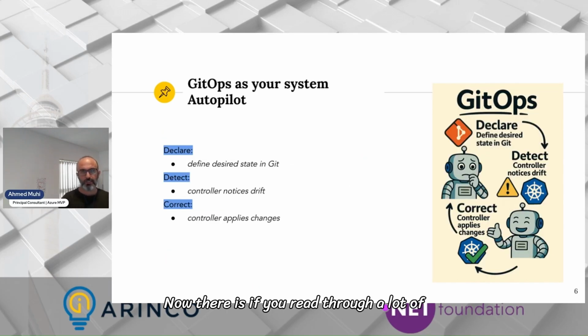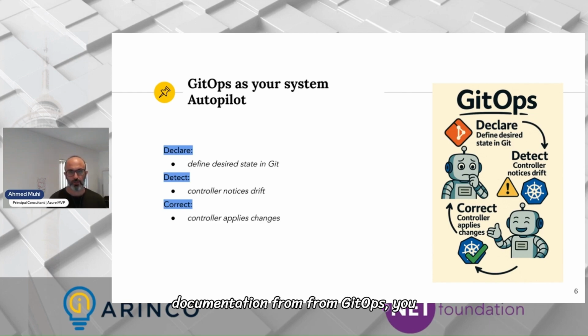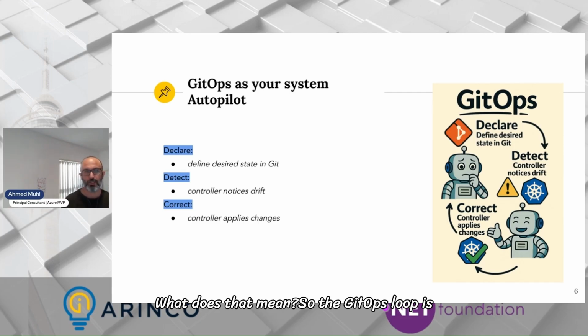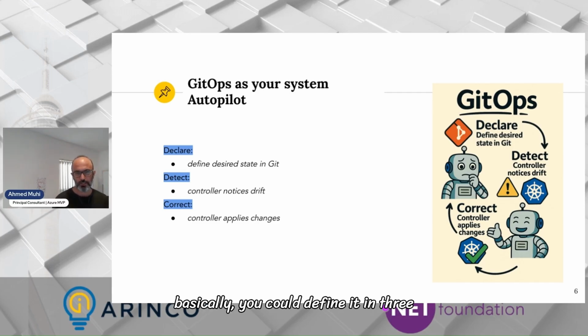Now, if you read through a lot of GitOps documentation, you'll find a lot of mention of something called the GitOps loop, or continuous reconciliation. So what does that mean? The GitOps loop you could define in 3 words: declare, detect, and correct. You declare your desired state in Git.